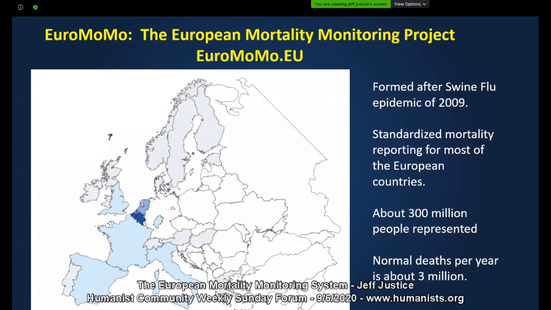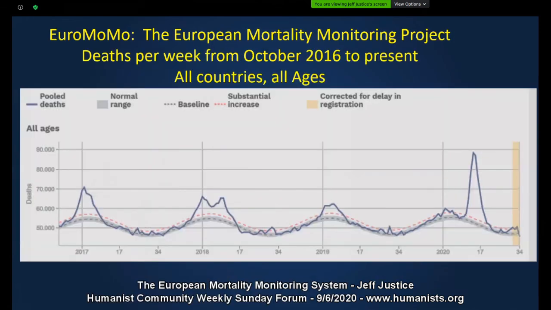So this next slide is I guess the most viewed slide from the Euromomo site. You can go to euromomo.eu right now and see this slide. This is a plot of deaths per week from the European countries from the fall of 2016 up to present. And the first question is, why isn't there data before 2016? You can dig to get that data, but they don't display it by default. And I think it's because the data isn't as good before 2016. I just used what was easily available, and the plot stops in the fall of 2016.